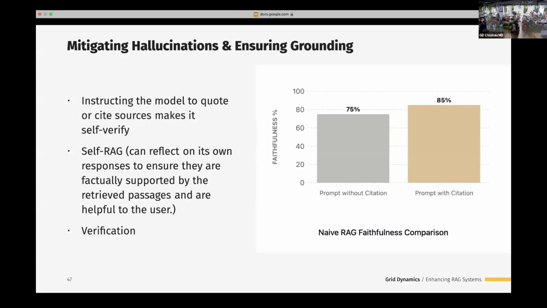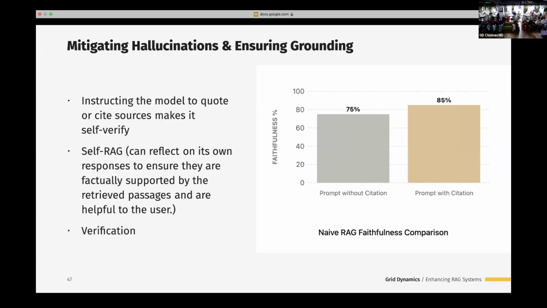A very simple trick to improve hallucination is just to tell a model to quote or cite the sources. If you just say this to the model, it makes it self-verify, because it needs to find where in the context it found this information. So this improves the faithfulness a lot. You can see I made a simple naive RAG case, just put in this prompt, and it improves faithfulness a lot.